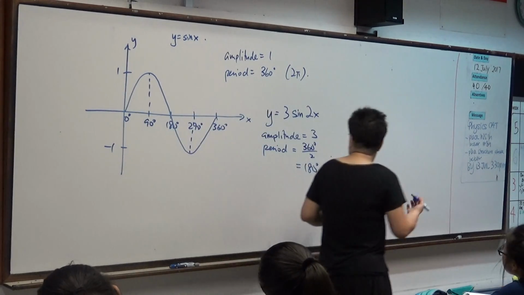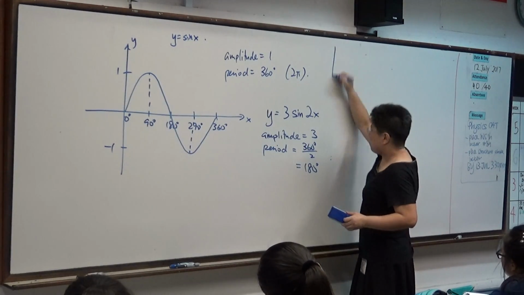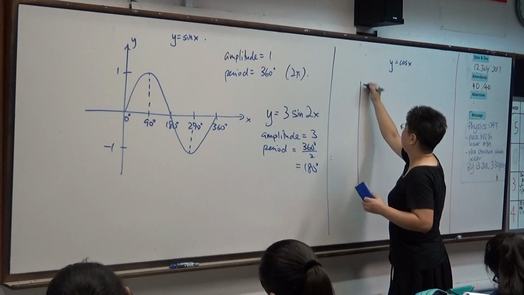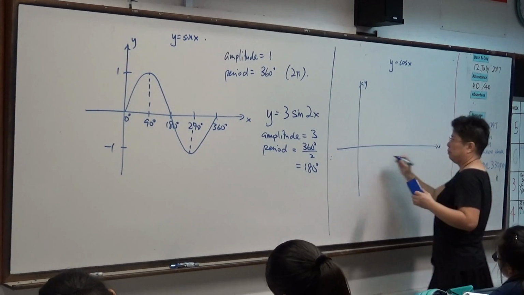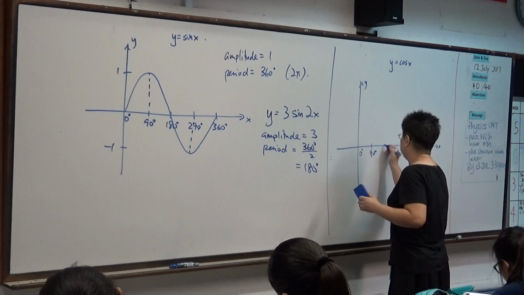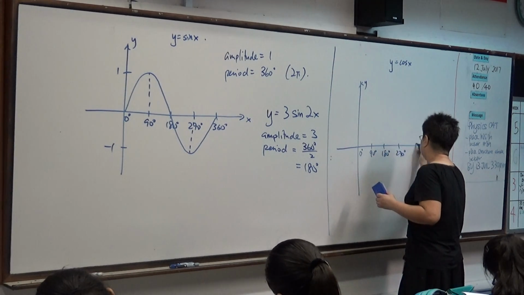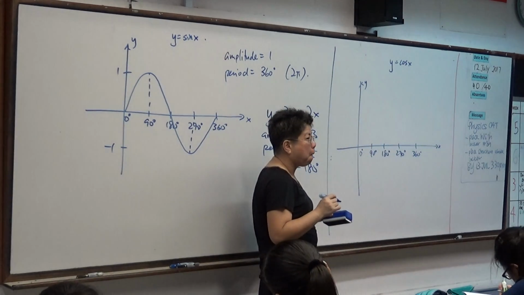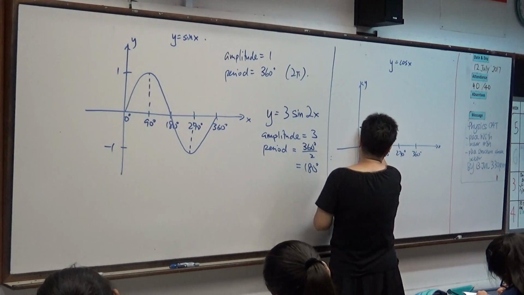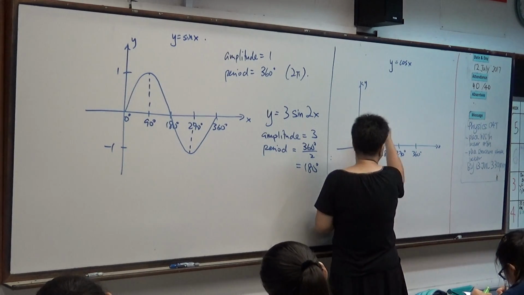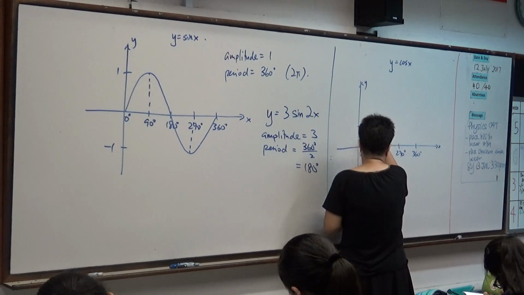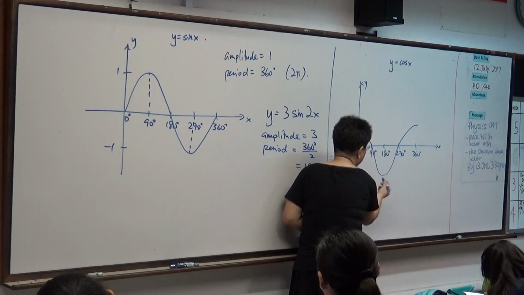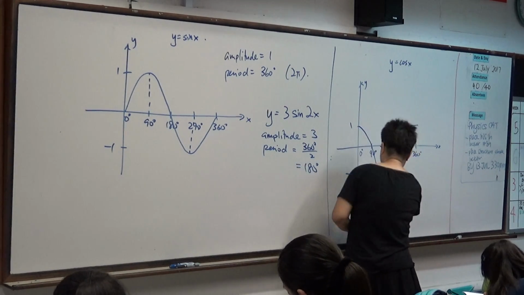Alright. Now, next, I'm going to do the cosine curve. Now, can you tell me what the cosine curve looks like? Okay, it will start from here, right? Am I right to say that? Like that. Then go up, right? 1, negative 1. This one will be at 180 degrees.